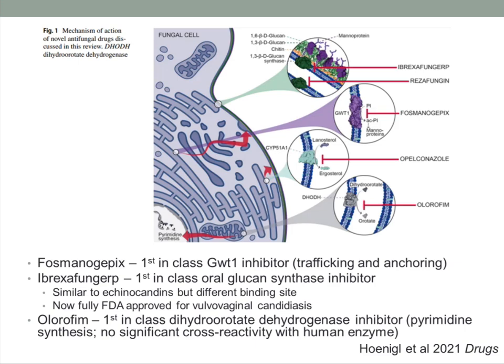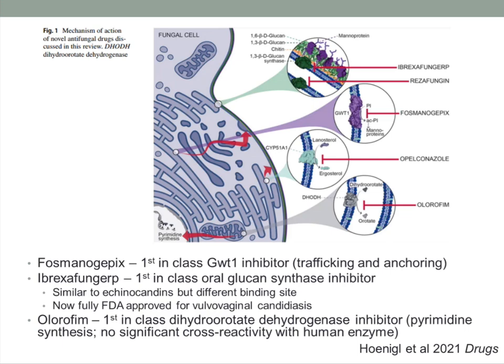So this is a great study in 2021 that I like, mainly because of the pictures, that goes through a lot of the studies for those agents and the agents that are coming down the pipeline. Fosmanogepix is a first-in-class GWT1 inhibitor. The great thing about all this is that these first-in-class drugs, we don't get that for antibiotics at all. With antifungals, here are 3 first-in-class drugs that are either on the market already and FDA approved, like ibrexafungerp, or in phase 2, phase 3 studies, for olorifim at least.